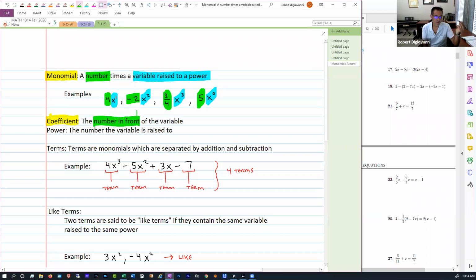So basically everything that's in green there, the 4 is the coefficient on the first one, -2 is the coefficient on the second one, 3/4 is the coefficient on the third one, and the 5 is actually the coefficient on the last one. Then the power of the monomial is just the number the variable is raised to. I've got a 1 there, a 2 there, a 3 there, and a 0 there. Those are the powers, right? Any questions on that?